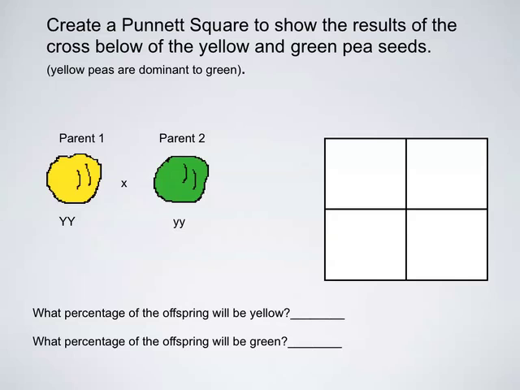Here's one last one. Big Y crossed with little y. Again, you end up with all hybrids, 100% yellow plants. Easy stuff? Yeah.